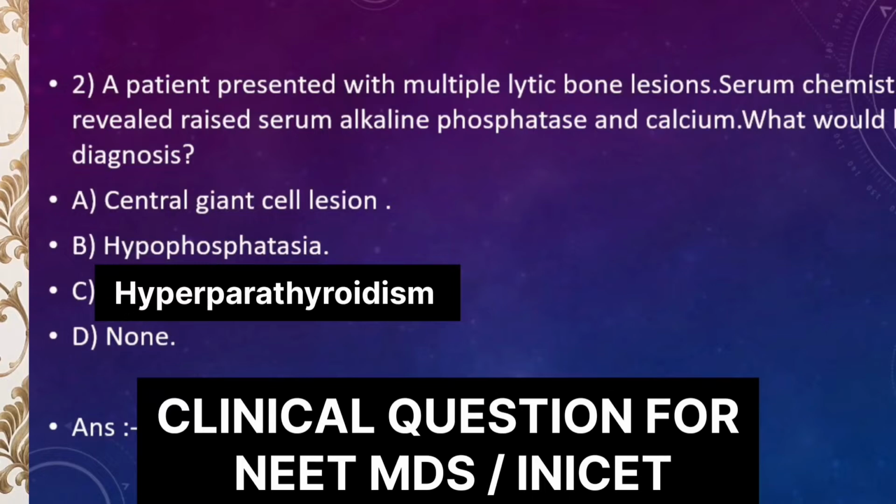So let's see the options on your screen. The first option is CGCG, that is the central giant cell lesion. The second one is hyperphosphatasia, the third option is hyperparathyroidism, and the fourth option is none of the above. So what do you think will be the right answer for this question?